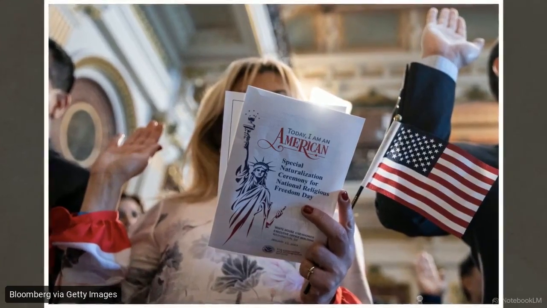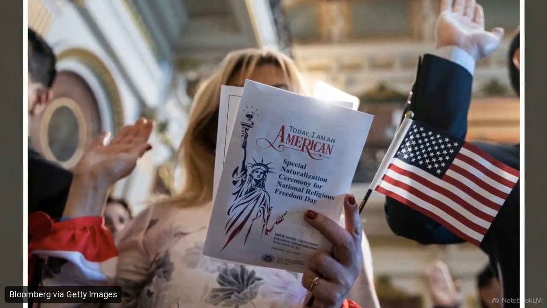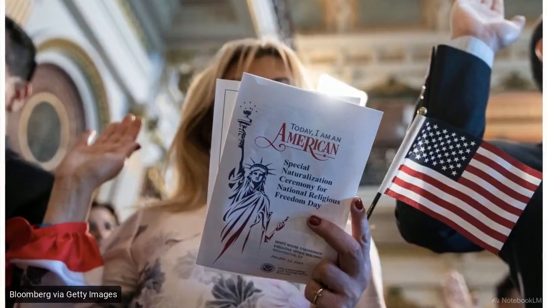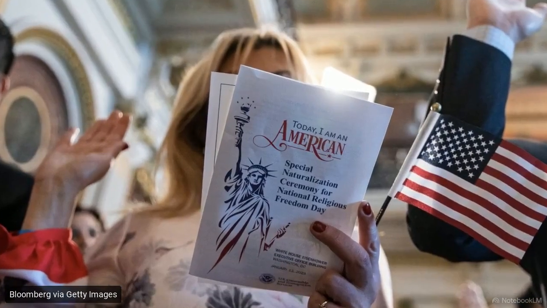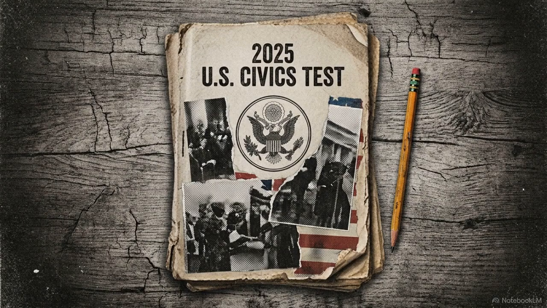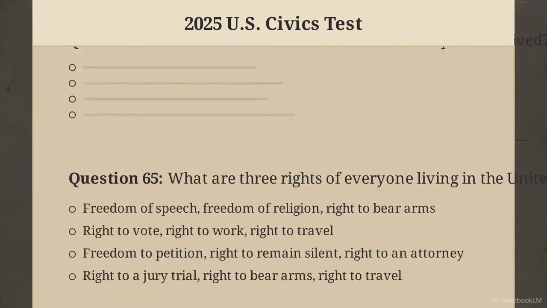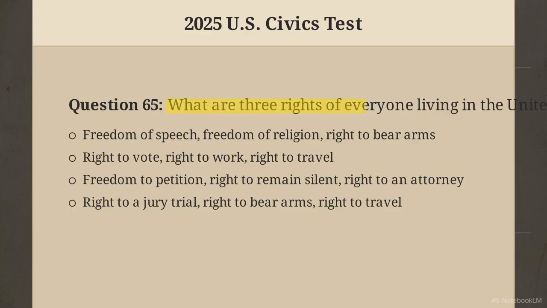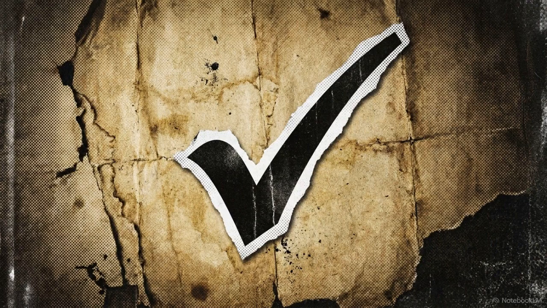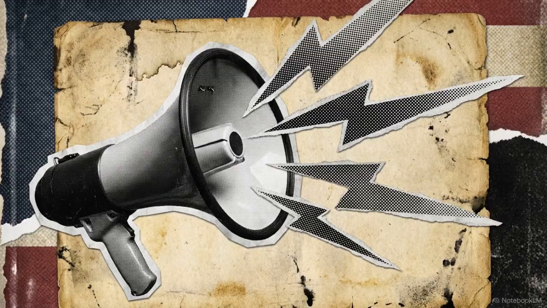To become a naturalized American citizen, you have to clear one final hurdle: the U.S. Civics Test. The 2025 version of the test features 128 possible questions. Question 65 asks you to name 3 rights of everyone living in the United States. The accepted answers are straightforward: freedom of speech, freedom of expression, freedom of assembly.